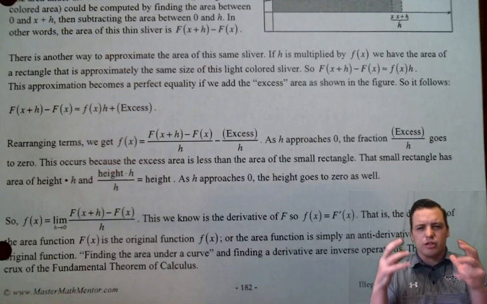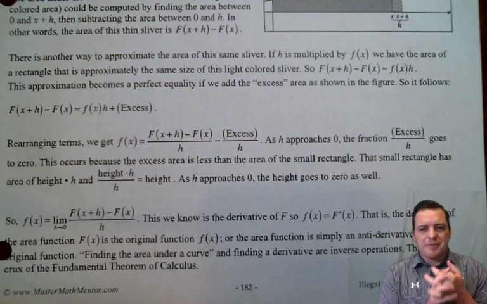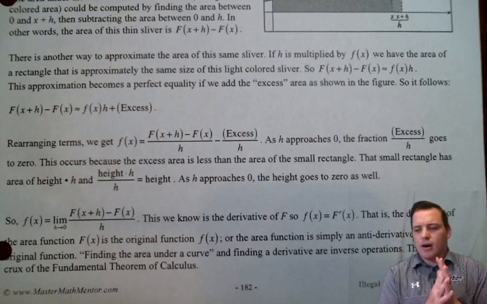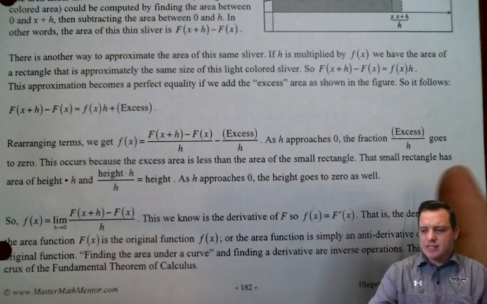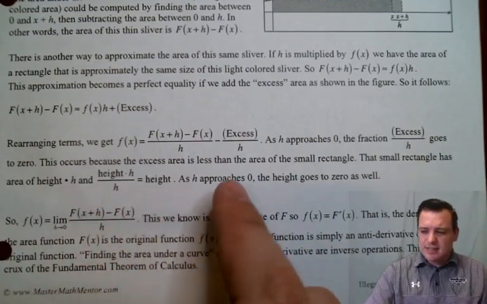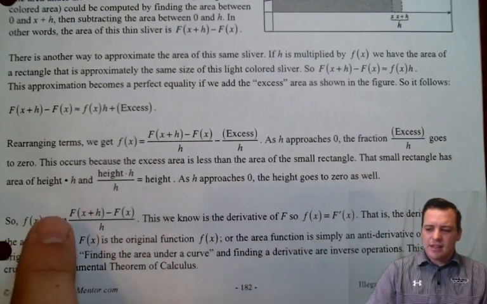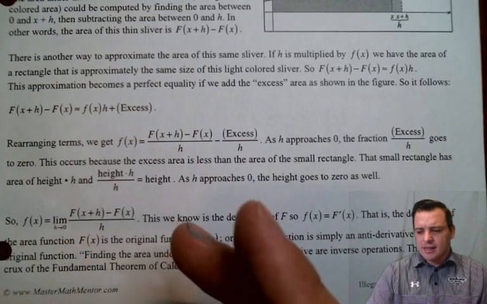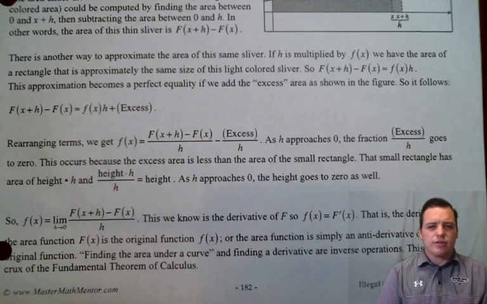Now again, we're getting more into the proof of this and why this necessarily works. At this point, I'm not as concerned with you understanding this proof as much as you just knowing how to find a definite integral today using the fundamental theorem of calculus. So as h approaches 0, the fraction excess over h goes to 0. This occurs because the excess area is less than the area of the small rectangle. That small rectangle has the area of height times h, and height times h over h equals height. The h is canceled. As h approaches 0, the height goes to 0 as well.